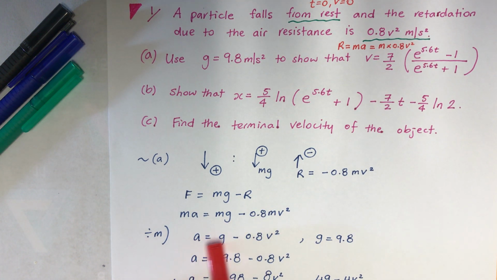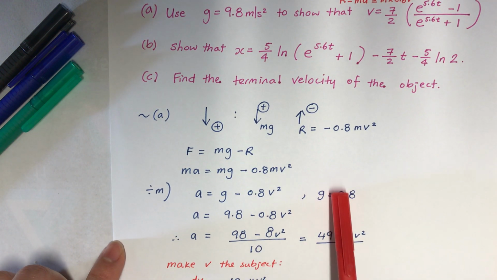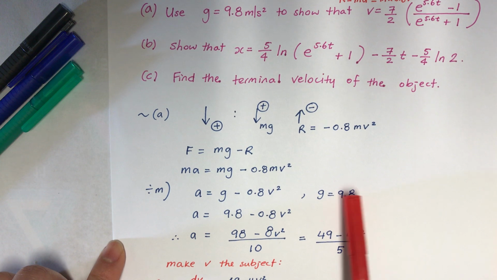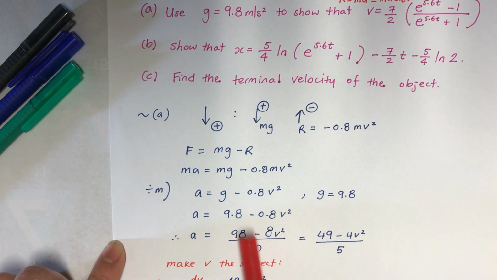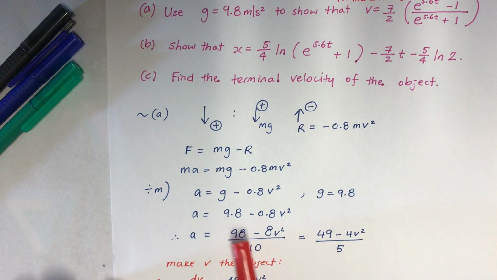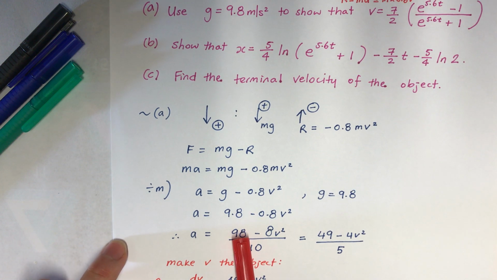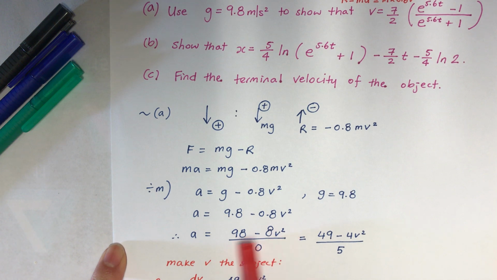And obviously I want to get rid of the m, because the less the better on this. And of course gravity is 9.8, so I'm going to put that in. This is only because I didn't want to have a decimal. To get rid of the decimal, you divide by 10 with the actual integer number. So 98 minus 8v squared all over 10, which I can simplify as 49 minus 4v squared over 5.